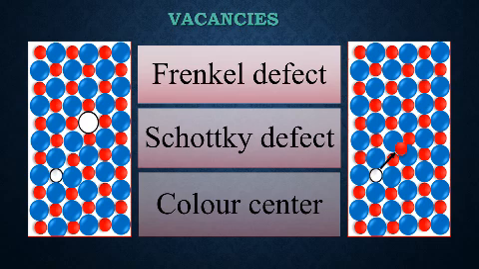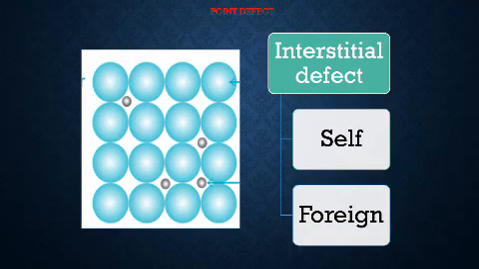The next one is interstitial defect. An extra atom occupying interstitial space within the crystal structure without removing an atom is termed as interstitial defect. There are two types of interstitial defects. One is self-interstitial defect, another one is foreign interstitial defect. Self-interstitial defect is one in which an atom from the same crystal occupies an interstitial position, whereas foreign interstitial defect is one in which an impurity occupies the interstitial site.